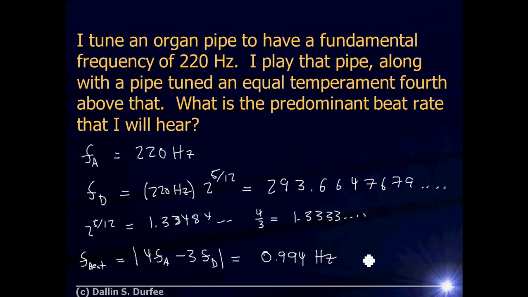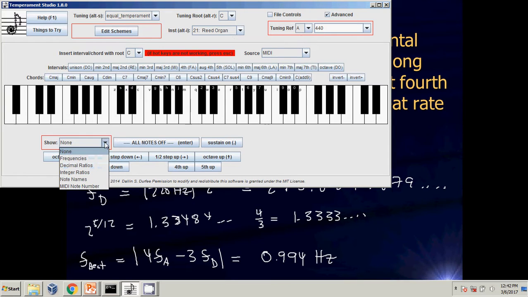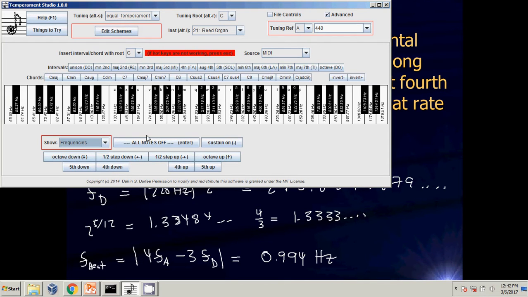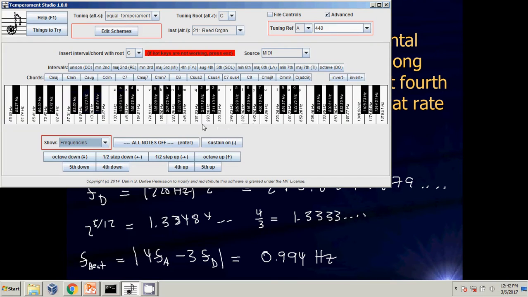Now I could verify that by pulling up Temperament Studio. If I turn on Advanced Controls, I can show the frequencies of the notes. And you see right here, 220 Hertz is the A below middle C, and here is the D above middle C. We said that's 293.664. There it is. So let's play these two together. I should hear beating at 0.994 Hertz, so about a Hertz.